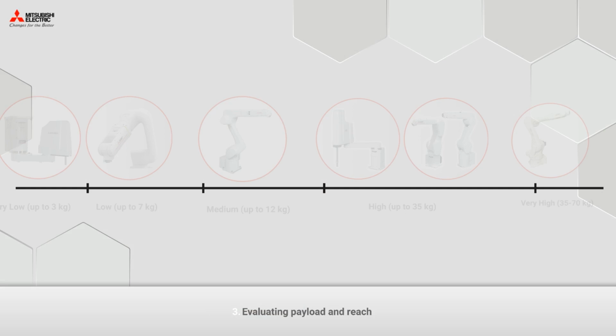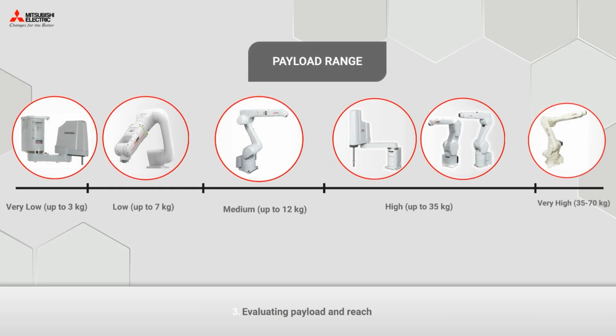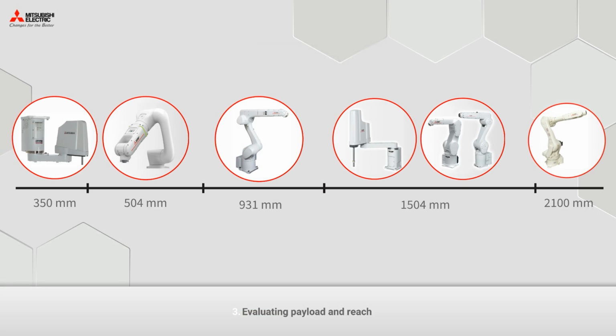Step 3 is to evaluate the payload and reach requirements. Determine the maximum weight the robot will need to handle. Also, consider the reach required to complete tasks effectively. This includes evaluating the 3D workspace within which the robot will operate.